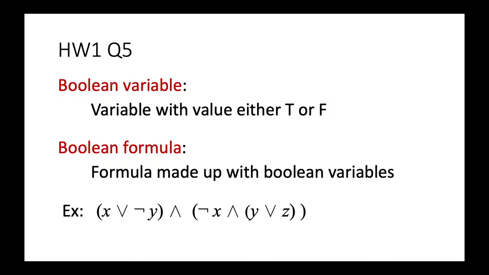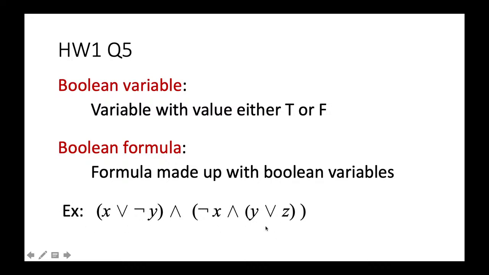Now, using Boolean variables, we can make up a formula using them. If it is a formula made up with Boolean variables, we will call it a Boolean formula. The operators that we are using will be the logical operators, like and, or, not, imply, whatever. For instance, here we have an example.